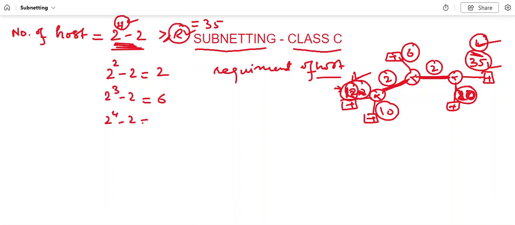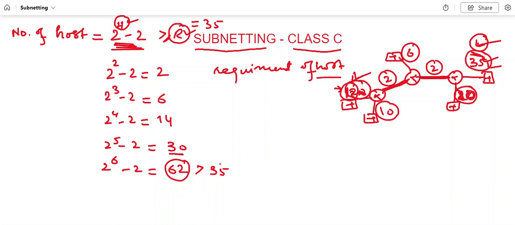2 power 4 minus 2 gives us 14. 2 power 5 minus 2 gives us 30, since 2 power 5 is 32. That is also less than 35. 30 is also less than 35, so we will go for 2 power 6 minus 2, which is equal to 62. 2 power 6 is 64, minus 2, 62. This 62 is greater than 35. The previous 30 is less than 35, so our requirement is fulfilled here.